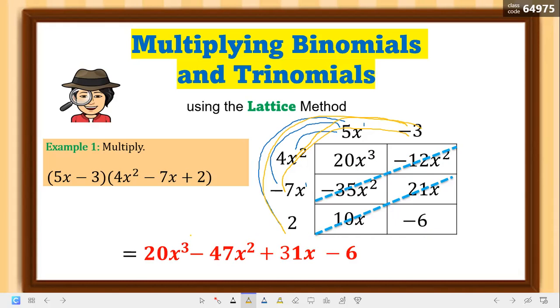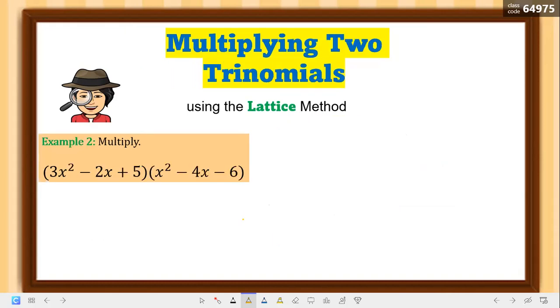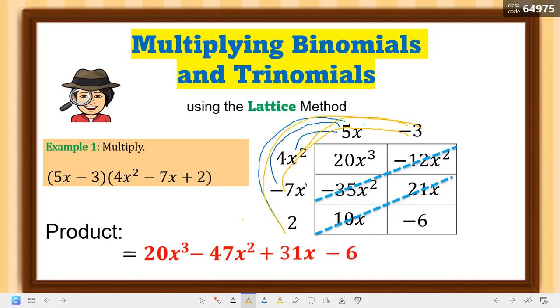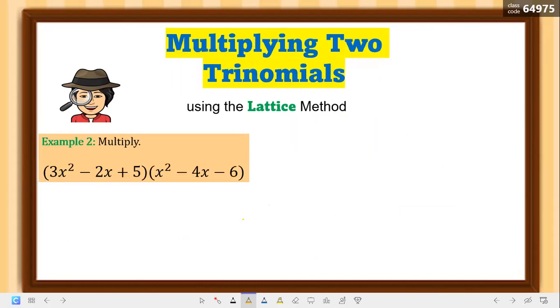So yan na po yung ating product of the binomial and trinomial using the lattice method. Or you can use the distributive property. Okay? Naintindihan po ba natin? Opo. Okay. So with that, let's have another using the lattice method.